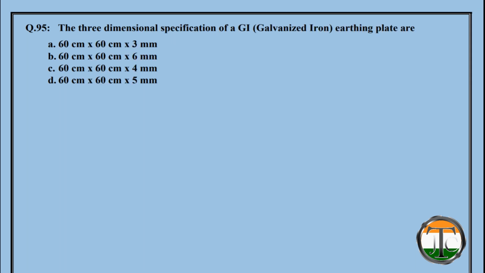So the next question is 95: what is the three-dimensional specification of a GI, that is galvanized iron, earthing plate? Option A is 60 cm × 60 cm × 3 mm, option B is 60 cm × 60 cm × 6 mm, option C is 60 cm × 60 cm × 4 mm, option D is 60 cm × 60 cm × 5 mm. Here the answer is option B, that is 60 cm × 60 cm × 6 mm. That is the dimension of the GI earthing plate we use. So option B is the right answer.